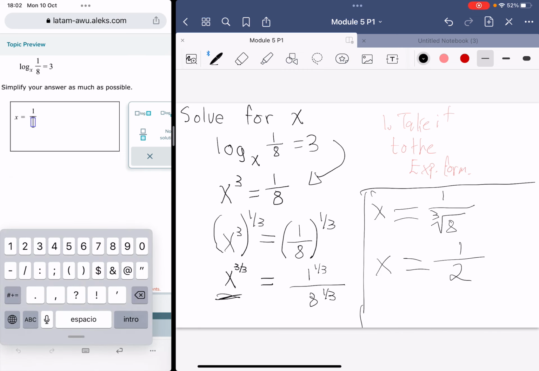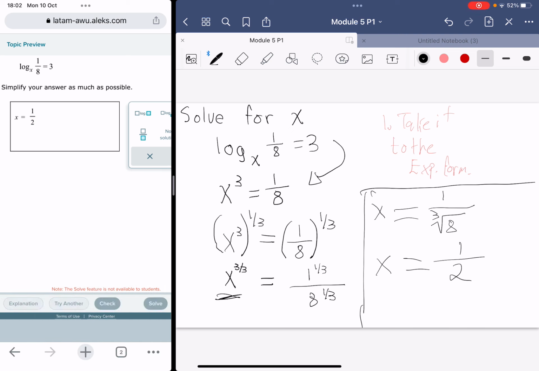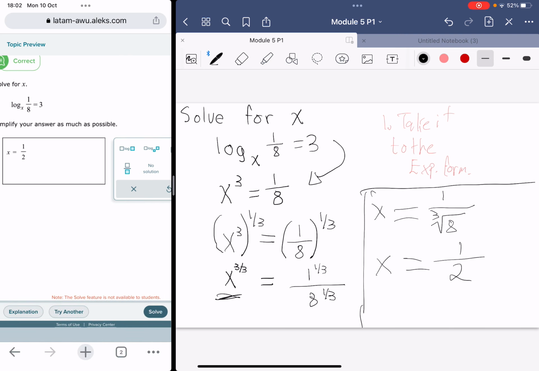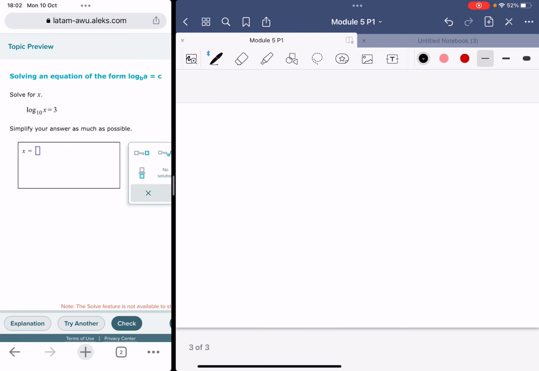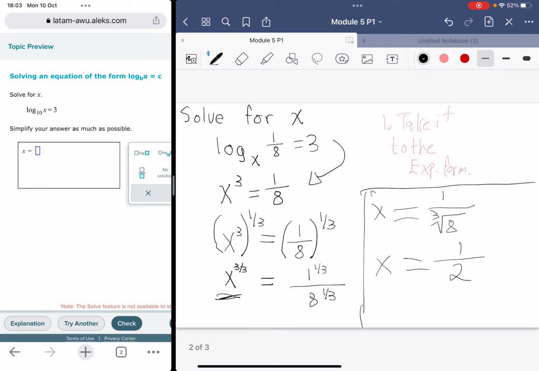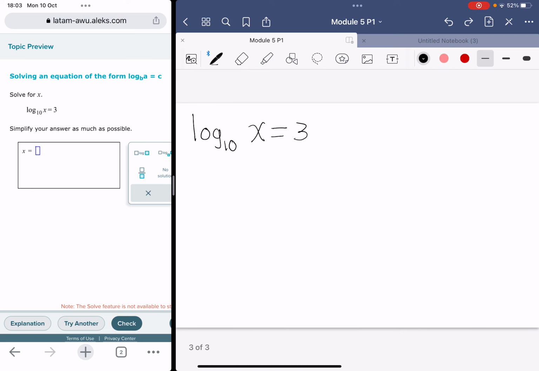1 over 2. Check. There it is. That's right. Let's try another exercise. In this case, we are given logarithm base 10 of x equals 3. In the previous exercise, the x was in the base. In this exercise, the x is not in the base, but we will go the same way.